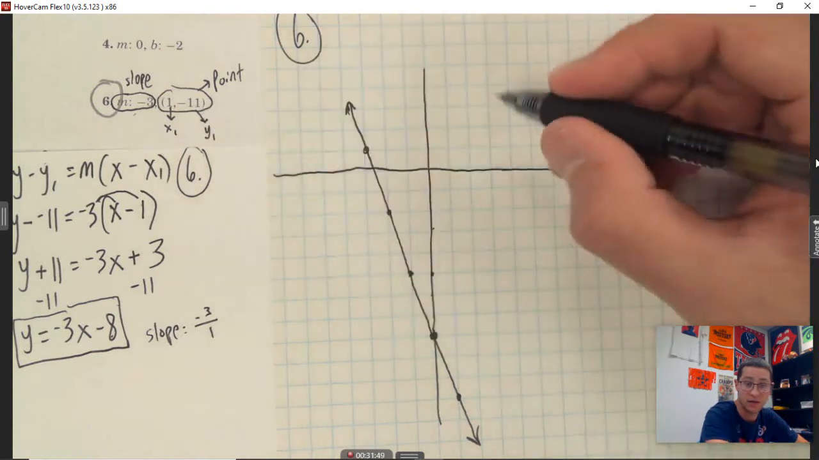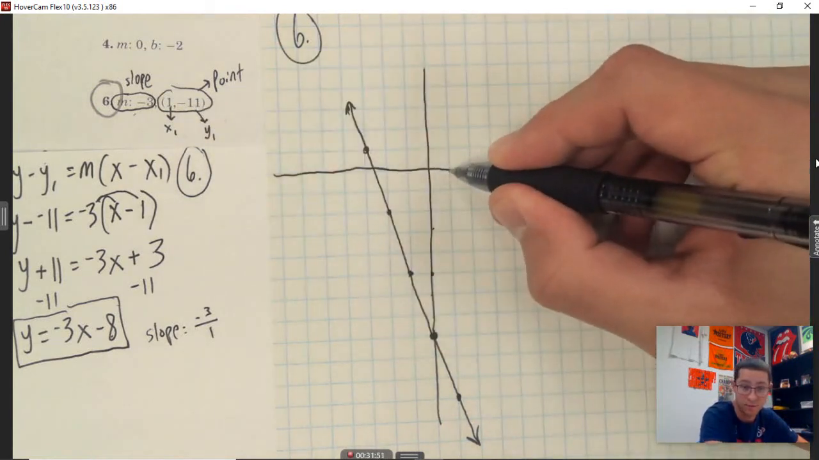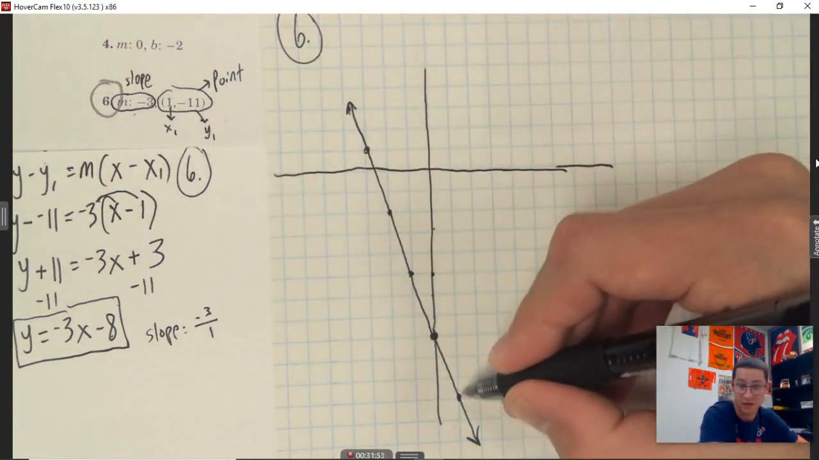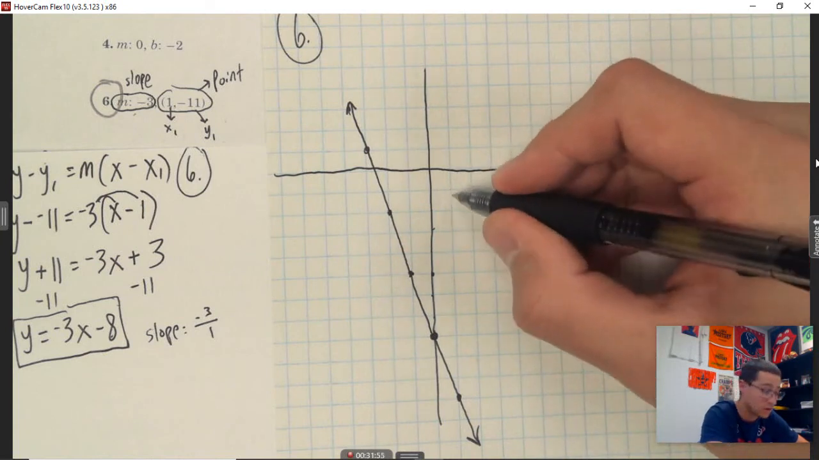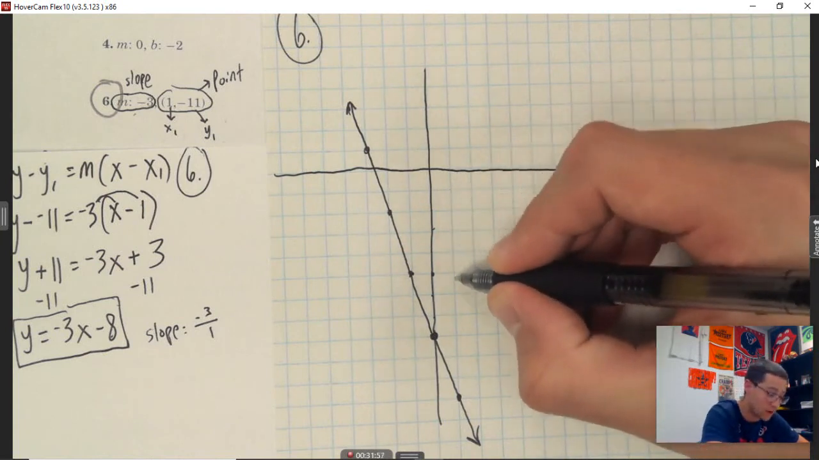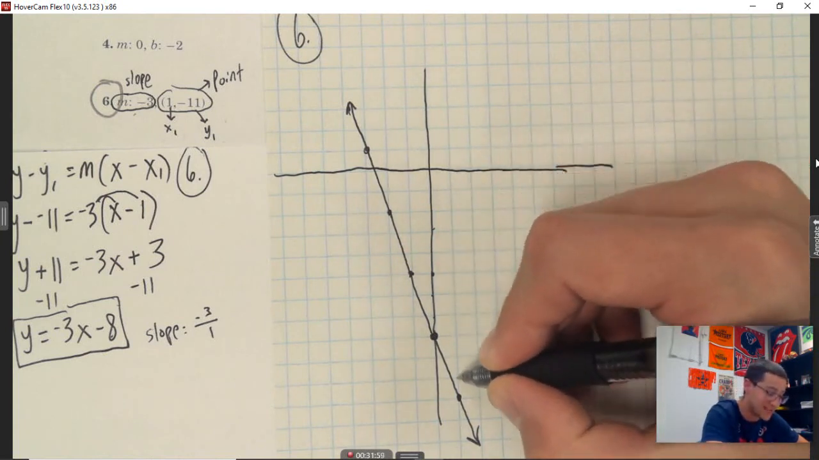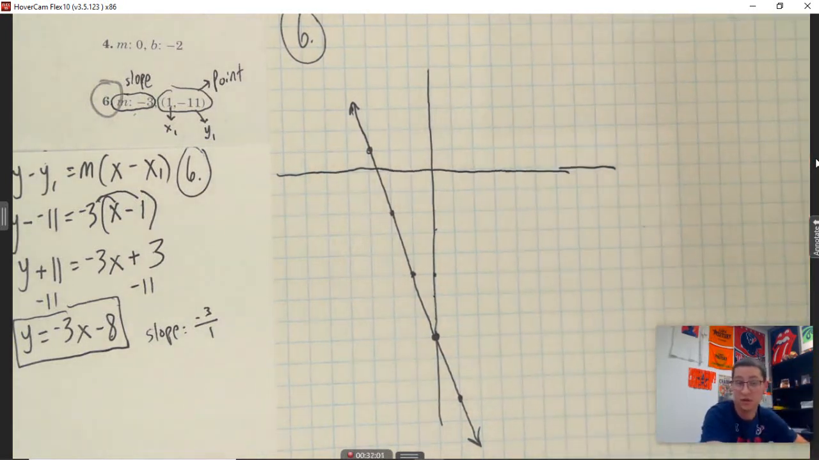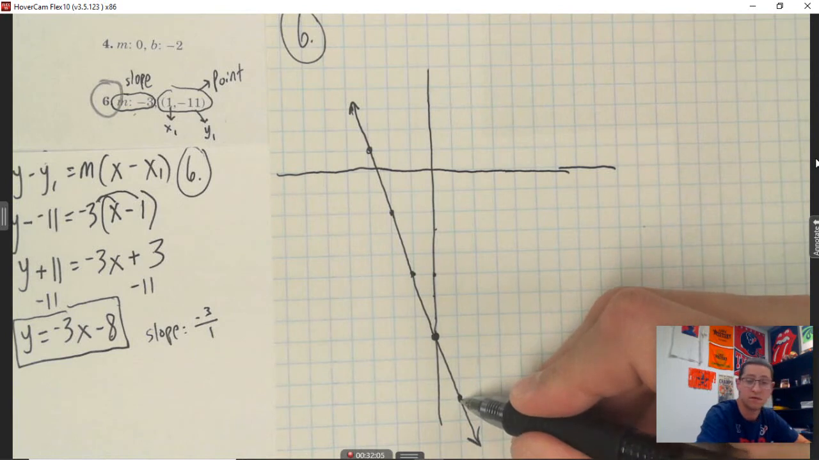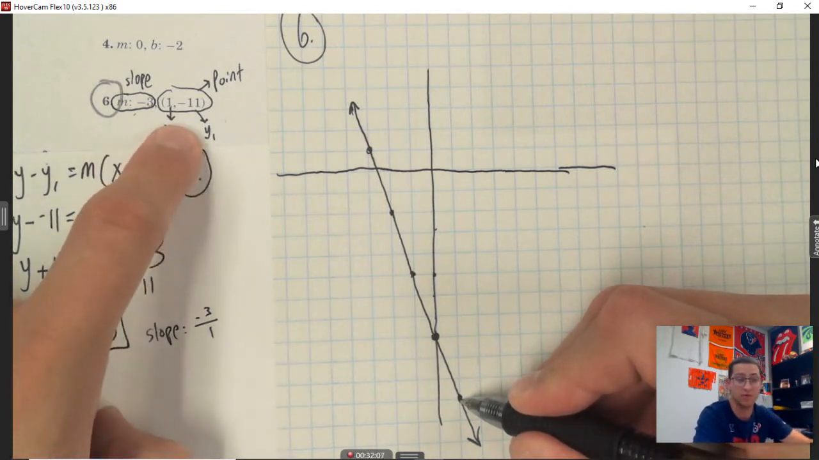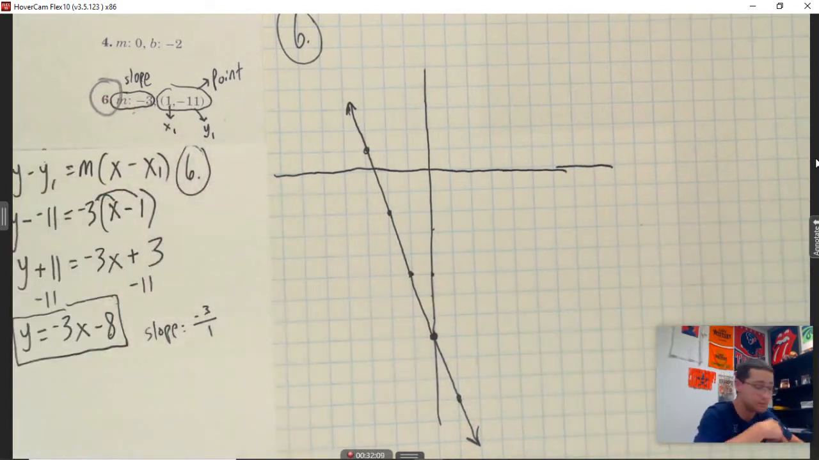1, -11. 1, and this better be -11. So let's see. 1, right? 2, 3, 4, 5, 6, 7, 8, 9, 10. There it is, -11. Okay, so that means we did it right because we have that point on the graph. Remember, that's what it's saying, right? I have to have that point on the graph with that slope. Okay? And there we go.